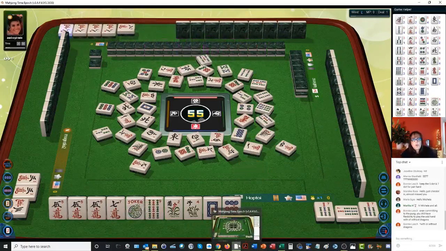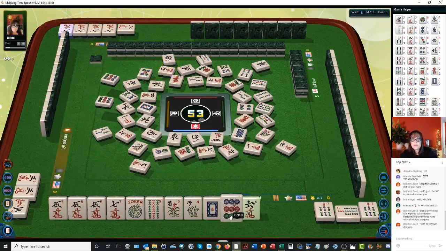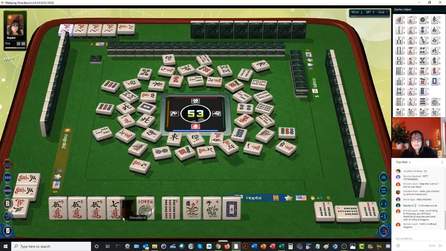Quint. Oh, a quint. Yikes. East wind. So now we have to figure out which one it is. It could be the west wind, it could be the south wind quint. Second hand down. Let's discard nine. We did pick up nine dot.